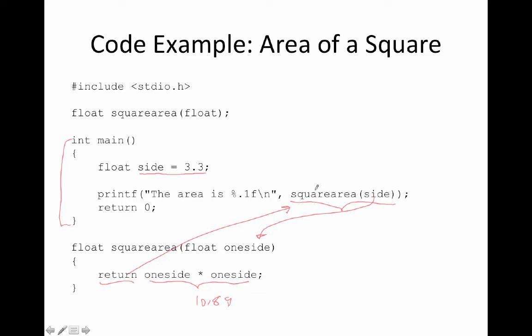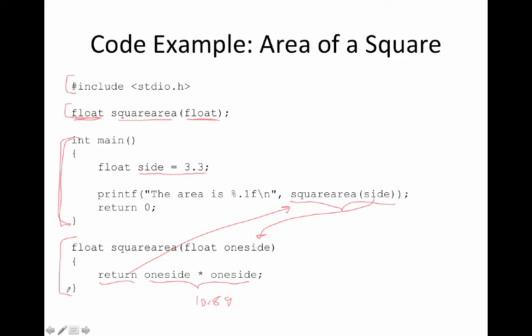So in the program organization, we include the standard I/O header file. Then we have the function prototype. That's the type of value that the function returns, which is float. The name of the function is square area, and the type of the parameter, which in this case is float. Then we have the main function that includes a call to the square area function, and then we have the entire function definition. Now in this case it's a really simple function.